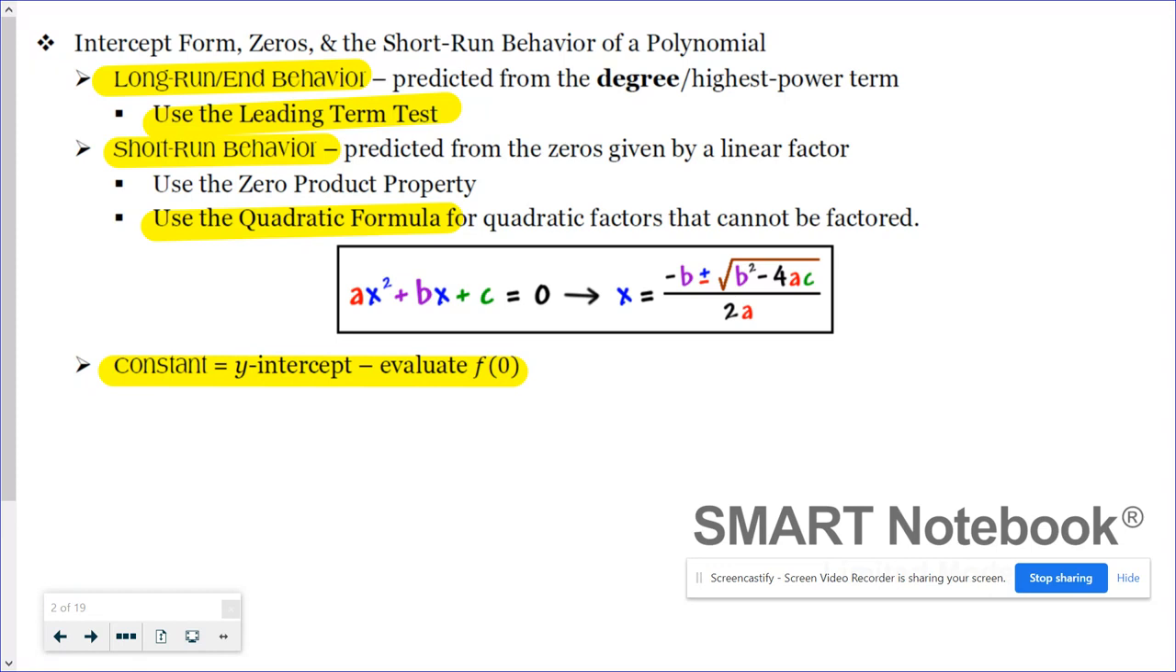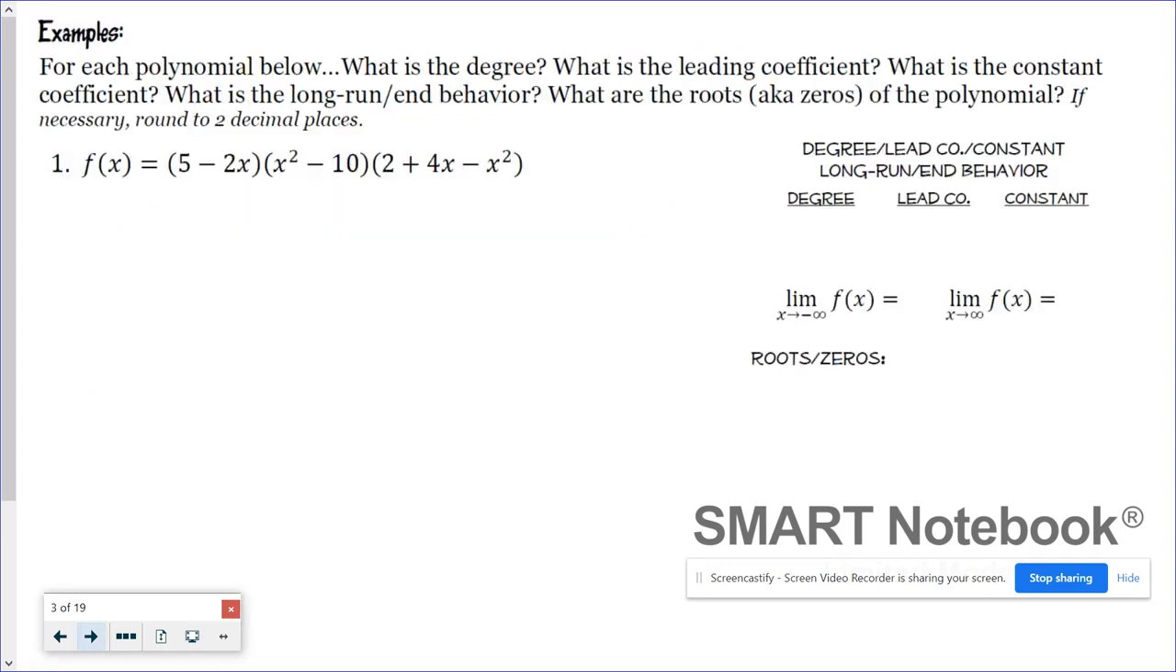So let's take a look at such a problem. Check out this baby. So we have the function f of x equals 5 minus 2x times the quantity x squared minus 10 times the quantity 2 plus 4x minus x squared. Oh my goodness. This is already in factored form. Okay, so let's analyze it for its degree, leading coefficient, constant, and end behaviors. Let's get that out of the way. That's quick and easy to do.